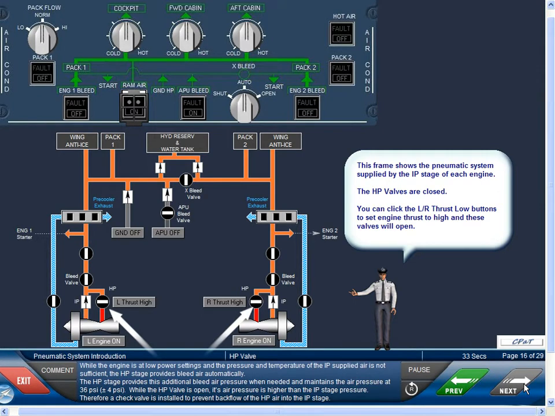While the engine is at low power settings and the pressure and temperature of the IP supplied air is not sufficient, the high pressure stage provides bleed air automatically. The high pressure stage provides this additional bleed air pressure when needed and maintains the air pressure at 36 psi plus or minus 4 psi. While the high pressure valve is open, its air pressure is higher than the IP stage pressure. Therefore, a check valve is installed to prevent backflow of the high-pressure air into the IP stage.